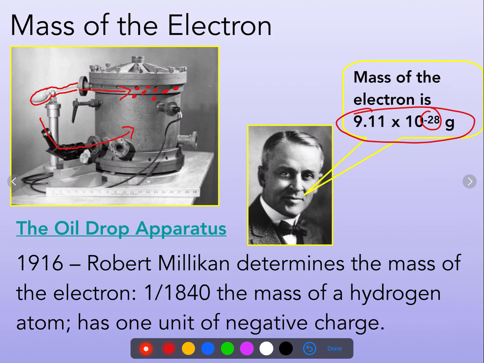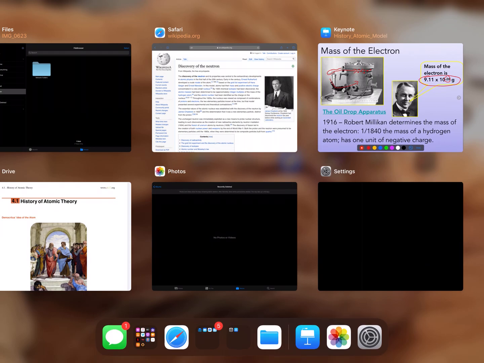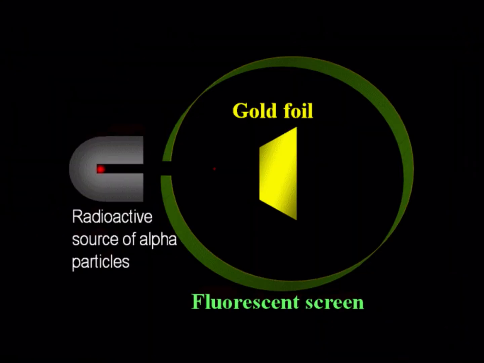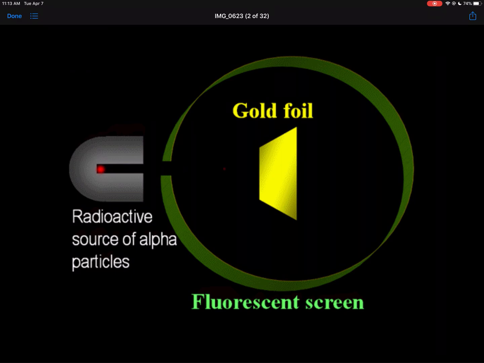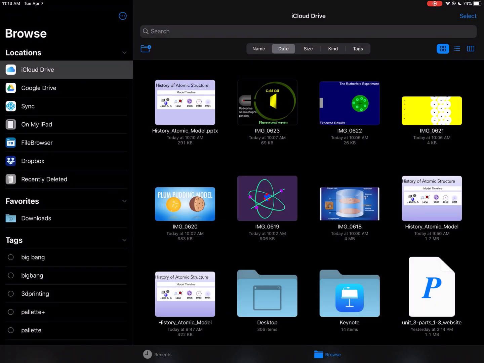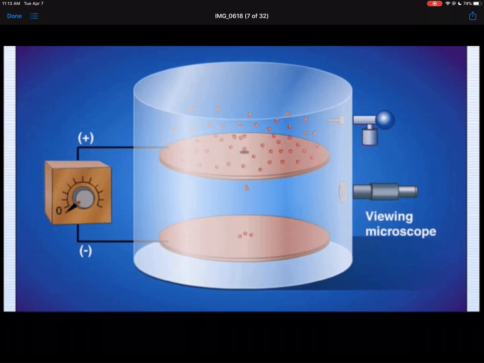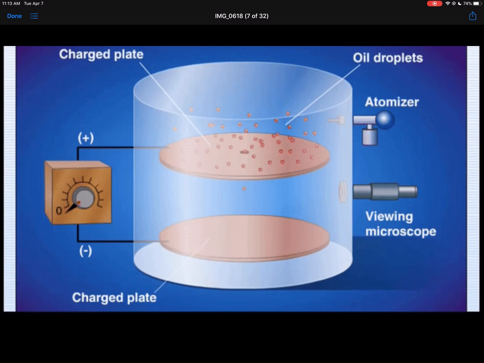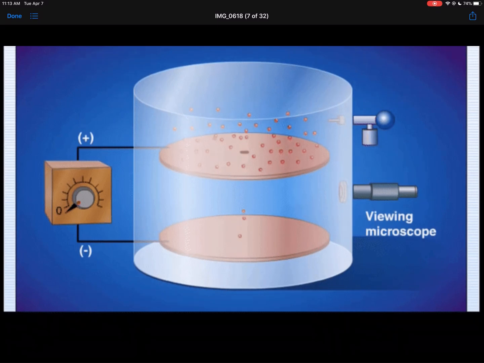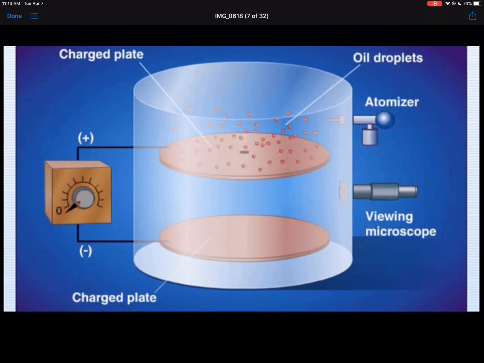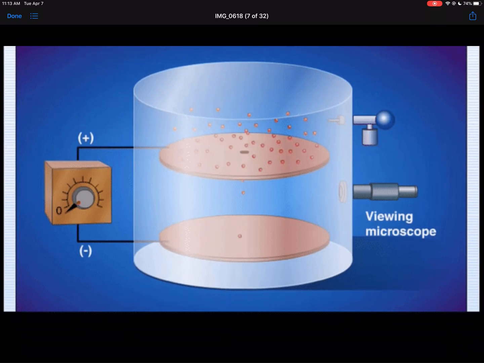So I've got a little animation for you here. Let's go over here. Not this one, that's for later. This one. There we go. So in this case, you could see a positive and negative set of plates in the middle, and you could see the atomizer on the right. And when he sprayed in the oil, it made it into really small particles. And those particles fell down that hole on the top plate.